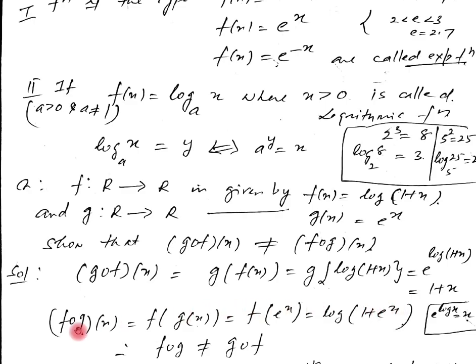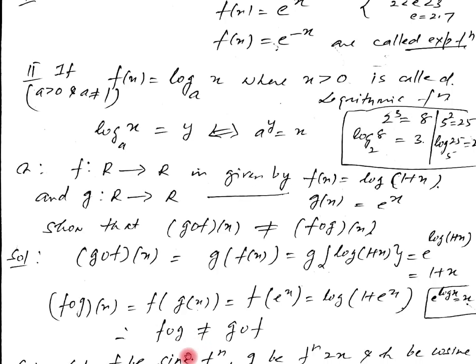And similarly we have to find f composition g of x. It can be written as f of g(x). Now the value of g(x) is what? e^x. It can be written as f of e^x. Now our f(x) is what? Log of (1 + x). Putting this value, log of (1 + e^x). Now g composition f is coming to be 1 + x, whereas f composition g is coming to be log of (1 + e^x). So both are not equal. This we have to prove in the question.